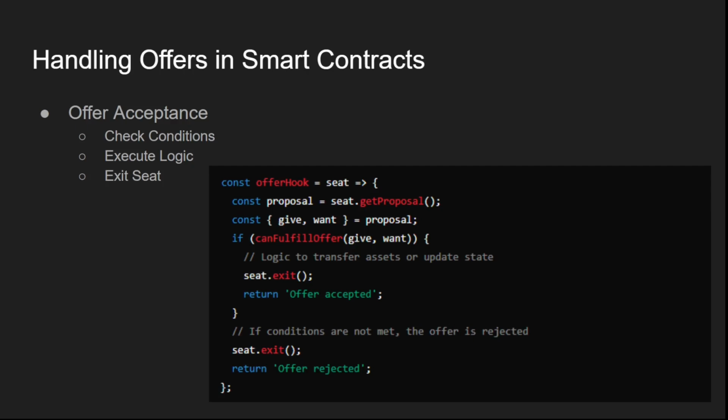When an offer meets the conditions defined by the contract, it is accepted. This involves executing the logic specified in the offer hook and updating the contract state accordingly. Begin by checking conditions. Ensure the offer meets all the required conditions before accepting it. Then execute your logic. Perform the necessary actions to complete the offer, such as transferring assets or updating records. And finally, exit the seat. Mark the offer as accepted and exit the seat, which finalizes the transaction.